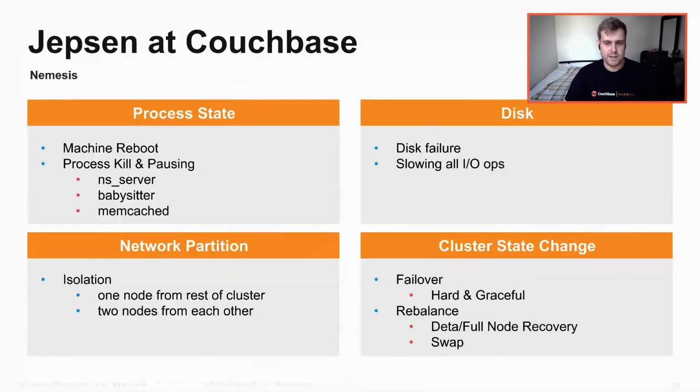The next area is disk, where we can affect the performance of the underlying data store by performing a device loopback, for instance, slowing down ops or failing reads and writes altogether. Network partitioning. We can isolate a node so it can't communicate with the rest of the cluster, but can communicate with the client, or that 2 nodes in the cluster can't see each other but communicate with the rest of the cluster. And finally, cluster state changes allows us to check Couchbase Server functionality of failover and rebalance do not affect consistency while being performed.